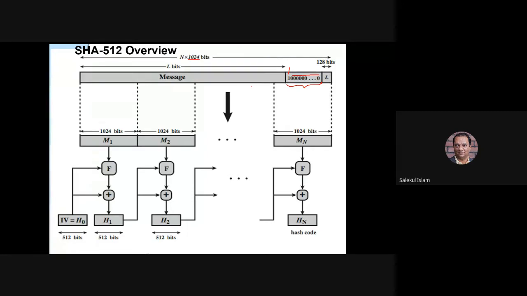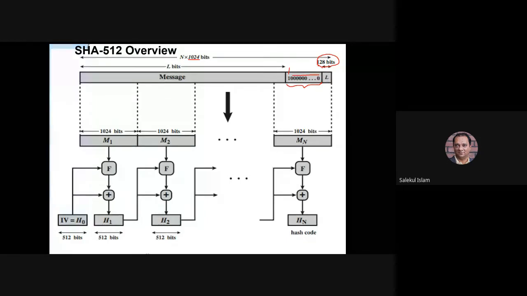Now I left a very small part. No, I made a mistake there. I'm sorry. What we have to do, let me start again. I have a message, and I always have a 128-bit part for writing L. This 128-bit part is reserved at the end.